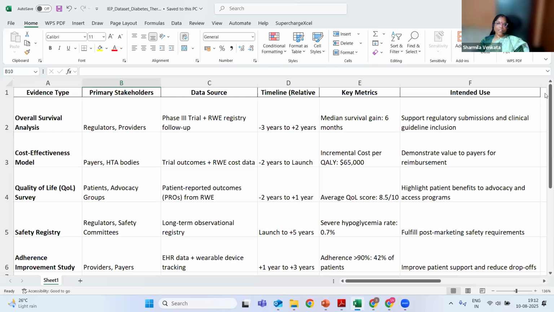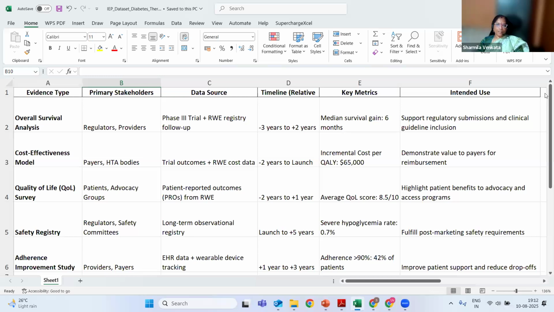Okay, and the last one, the adherence improvement study. Here the primary stakeholders are providers and payers, the timeline is plus year 1 to 3 years, and the data source is EHR data and wearable device tracking. The key metric is more than 90% adherence in 42% of patients, and the intended use is to improve patient support and reduce dropouts.